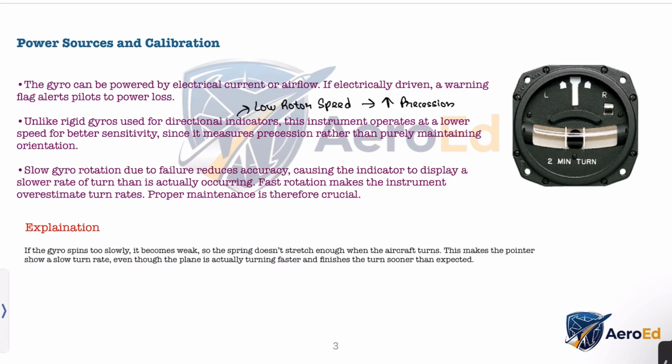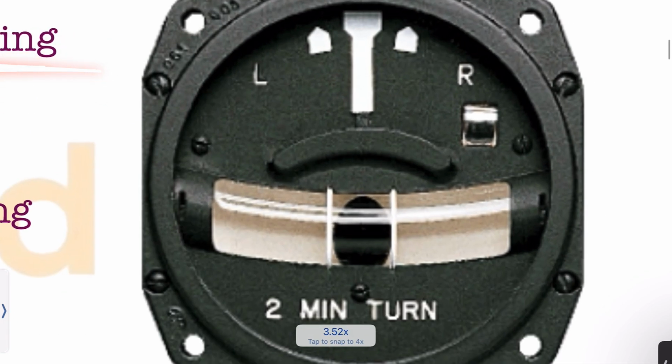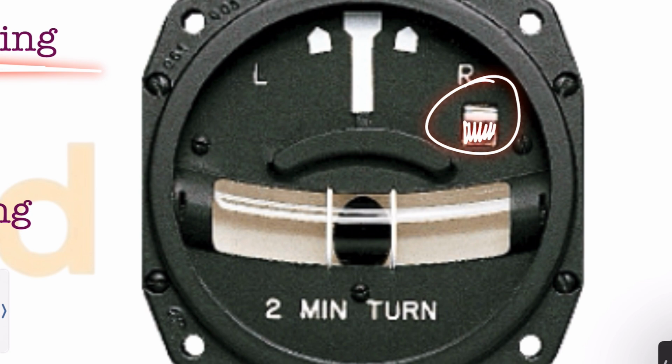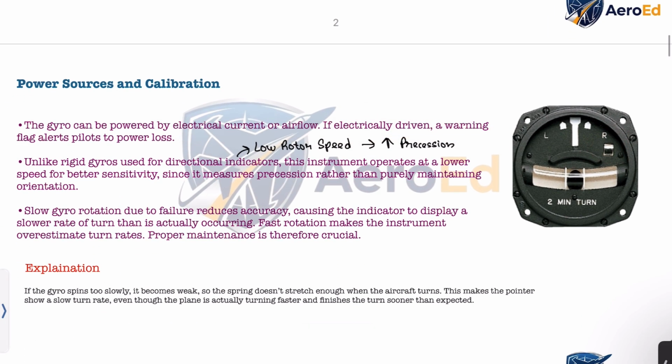So now we are going to look at the power sources and calibration of the turn and slip indicator. So let us read. The gyro can be powered by electrical current or airflow. If electrically driven, a warning flag alerts pilots to power loss. So the turn and slip indicator can be powered both electrically or by airflow, right? If it is electrically driven, there's another warning flag. So here is the warning flag. It flashes whenever there's a power loss. So it indicates to the pilot that the instrument is not working anymore if it is electrically driven, right?